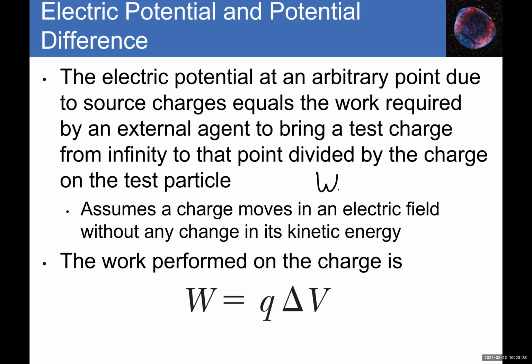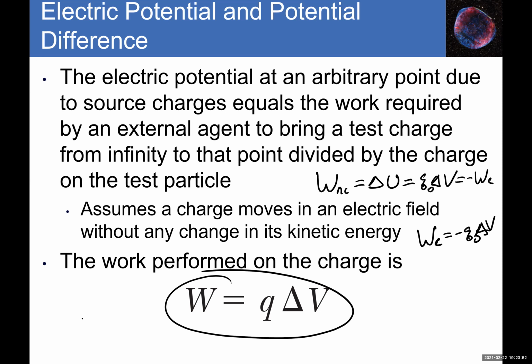So work done by a non-conservative force equals delta U, which is Q times delta V, exactly opposite of the work done by the conservative force. That means if work done by the conservative force equals negative Q naught times delta V, then when somebody pushes the charge, not the electric field but some kind of non-conservative force, the work done equals Q times delta V. We have to understand that.